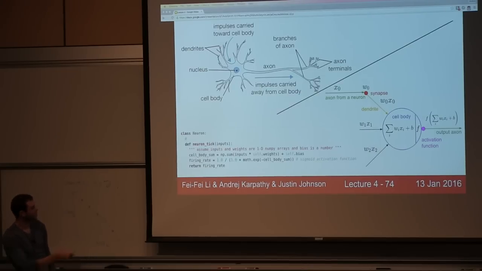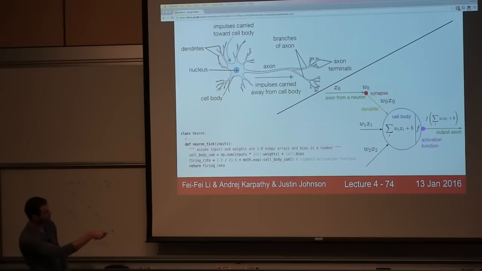If I wanted to implement this, it would look something like this. So a neuron tick function, forward pass, it receives some inputs. This is a vector. And we form a sum at the cell body, so just a linear sum. And we compute the firing rate as a sigmoid of the cell body sum and return the firing rate. And then this can plug into different neurons, right?